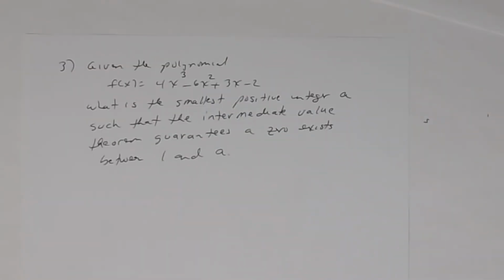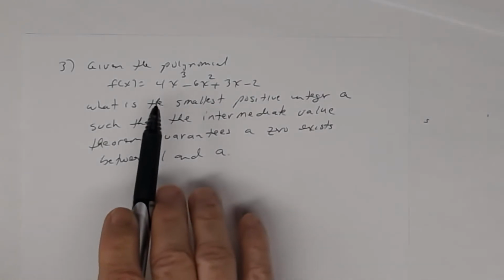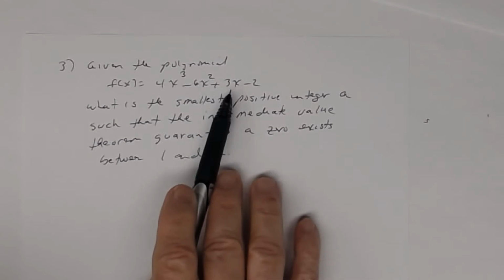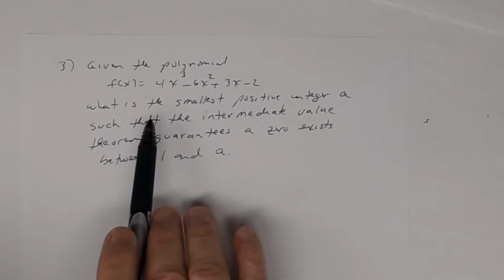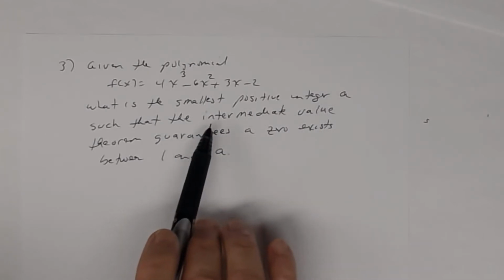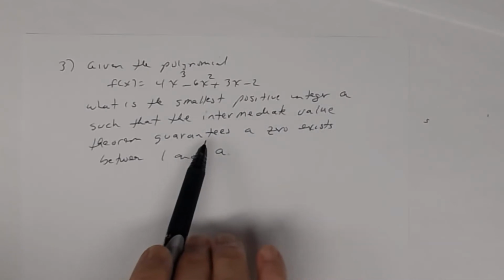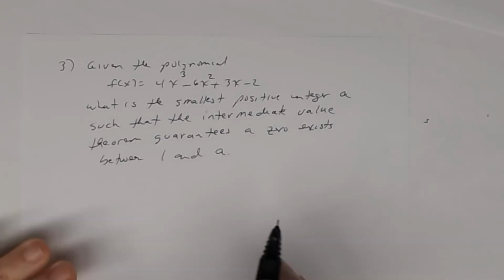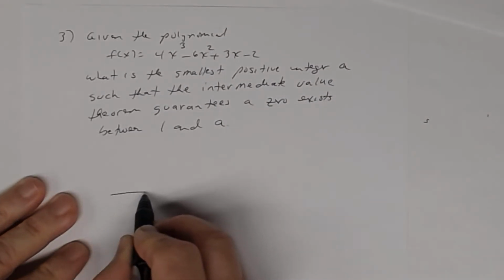Okay, so problem number 3 says this. Given the polynomial function that you see below, 4x cubed minus 6x squared plus 3x minus 2, what is the smallest positive integer a such that the intermediate value theorem guarantees a 0 exists between 1 and a? So basically what they're saying is this.